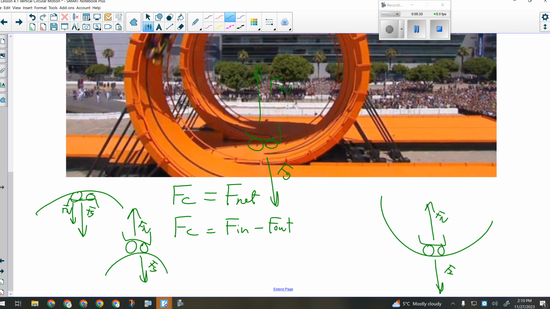Forces in minus forces out works for all of them. You just have to determine which forces are in and which are out. Okay, on this top on the inside, normal force isn't always there if we're going the minimum speed. Okay, and on this one, top on the outside, normal force isn't always there. If you're going fast enough, it would be 0. Okay, in either one of those cases, if Fn, your apparent weight, is 0, you feel weightless.